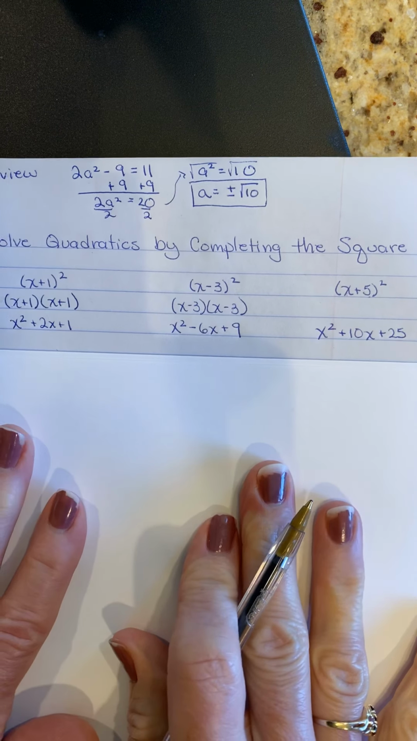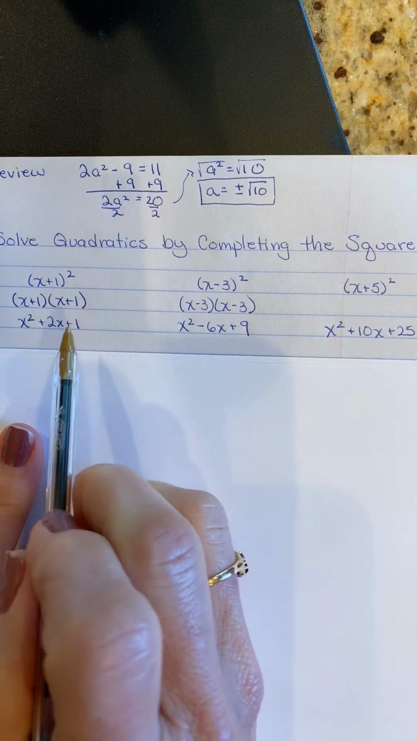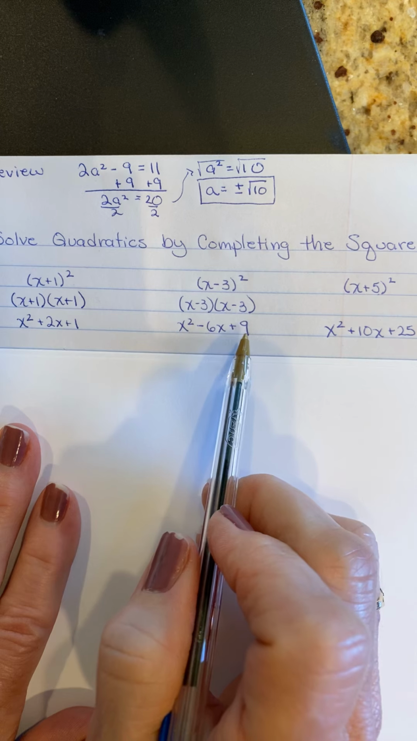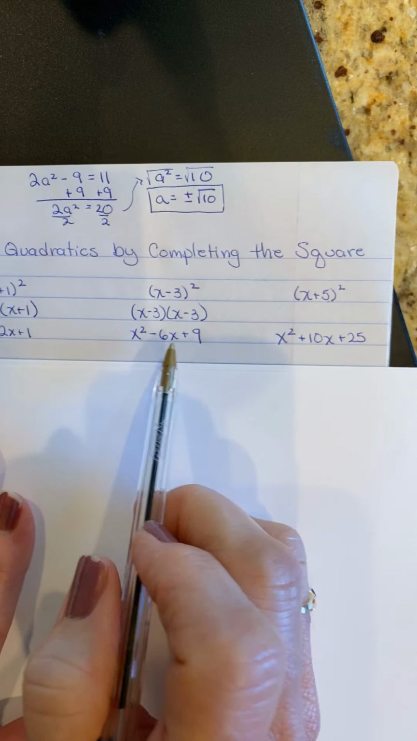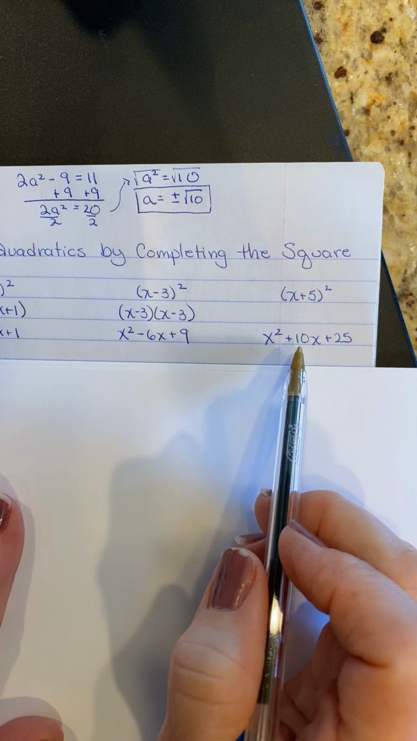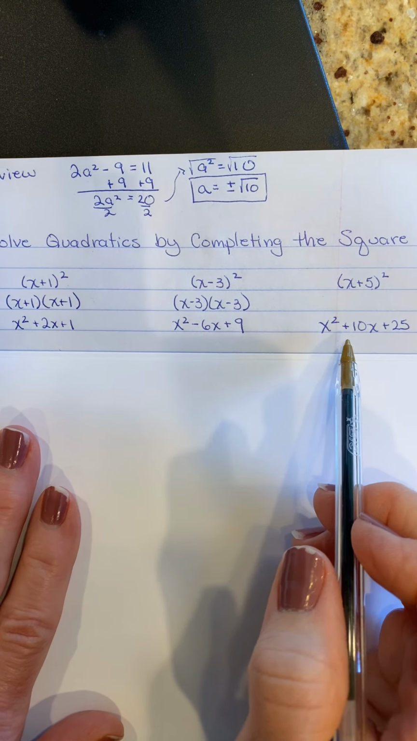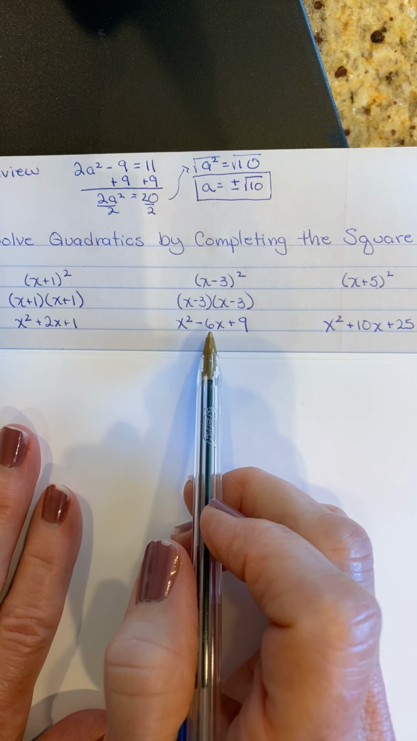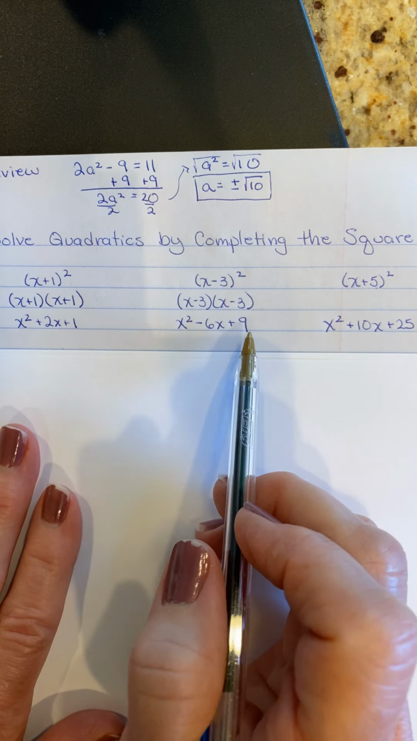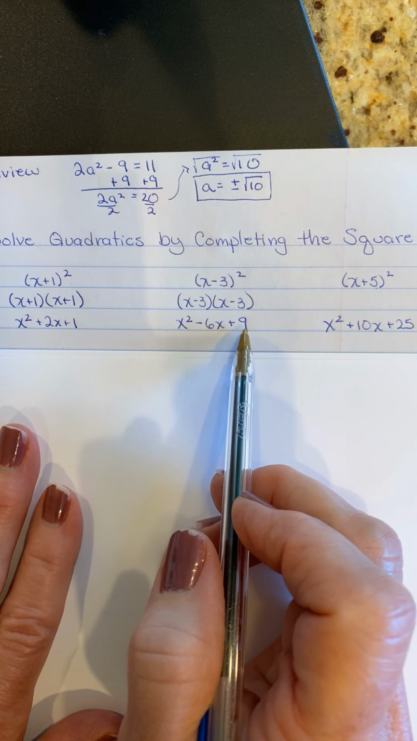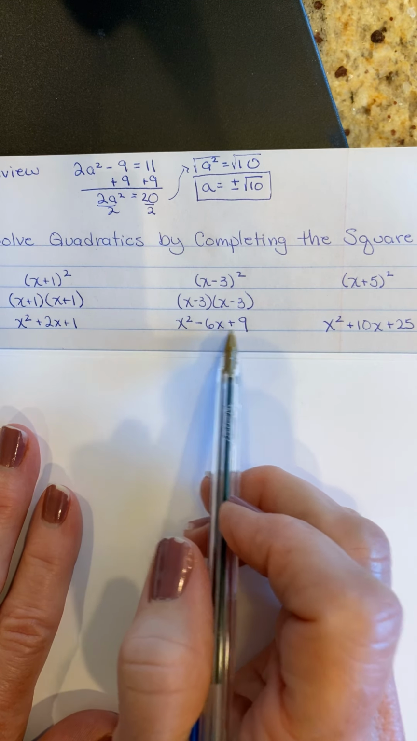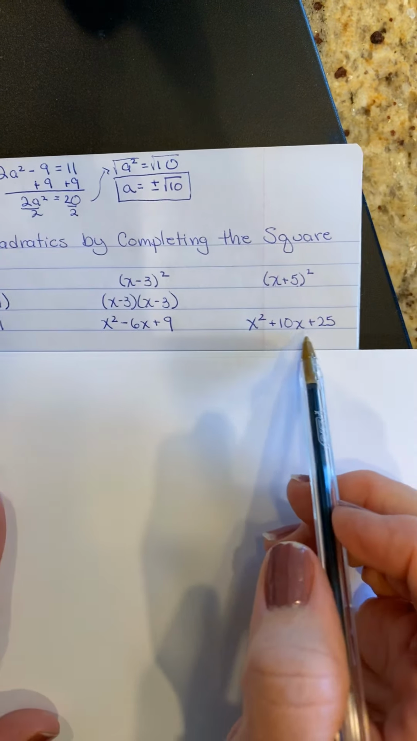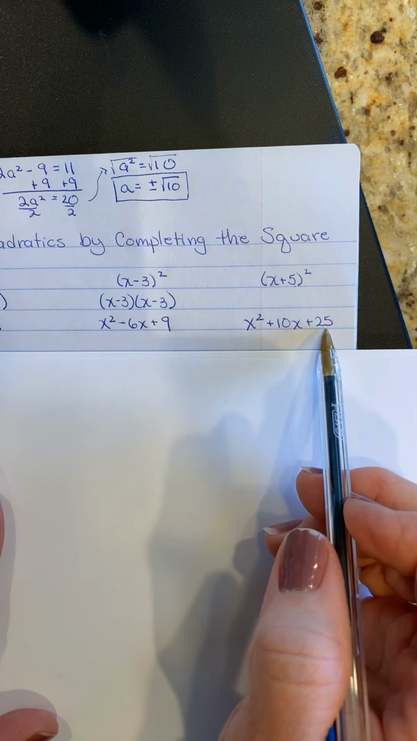So looking at these three products, I want to find a pattern here. How is 1 related to 2? How is 9 related to 6? How is 25 related to 10? You could think about that for a minute, or I'll give it away. If you take your middle term, divide it by 2, and then square it, you get your last term. So 6 divided by 2 is 3, 3 squared is 9. 2 divided by 2 is 1, 1 squared is 1. 10 divided by 2 is 5, 5 squared is 25.